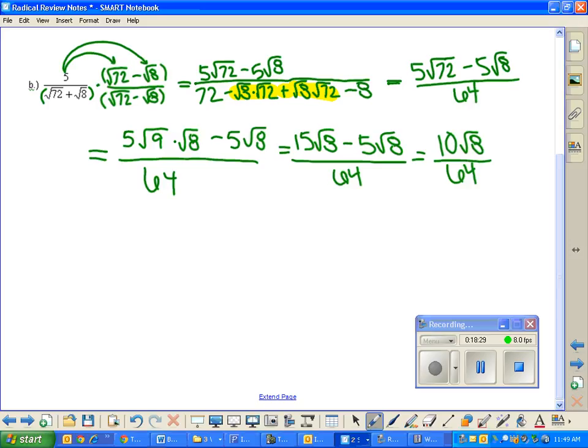Okay, what else? This is not done yet. Yeah, John. Yeah, we still have to simplify the square root of 8. The square root of 8 is square root of 4 times square root of 2, or just 2 square roots of 2. So that's 20 square roots of 2. You see how I did that? I just multiplied that outside 2, all over 64. That can be simplified to what?